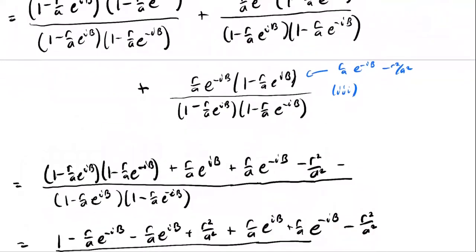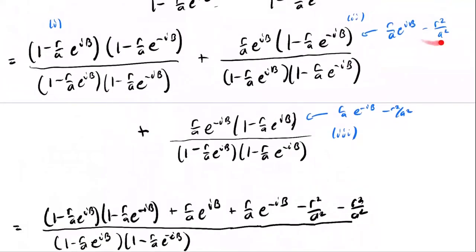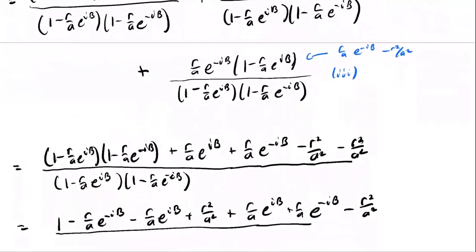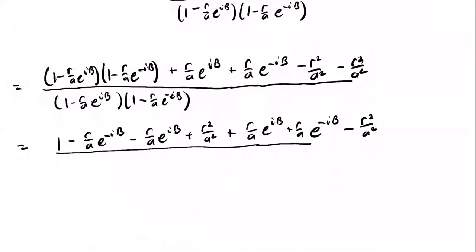Sorry, there should have been a second r squared over a squared. This is why I just paused for a second, because we had two of these here, and when I copied it over, I only had one. So we have minus r squared over a squared again.